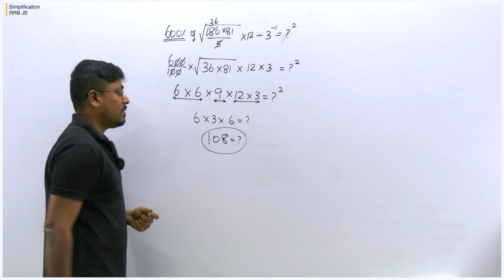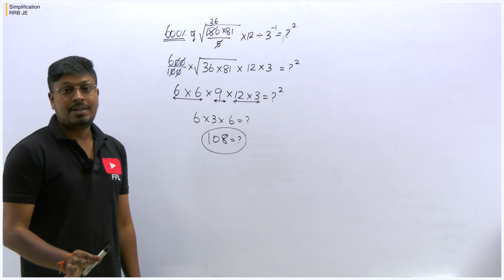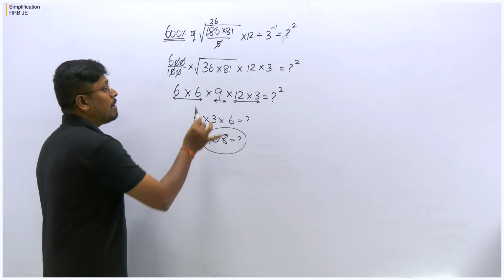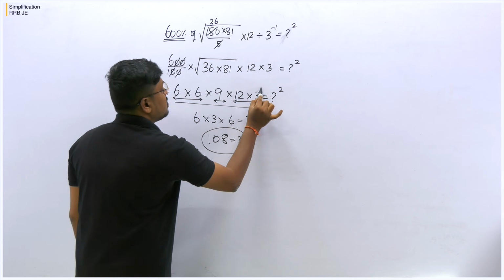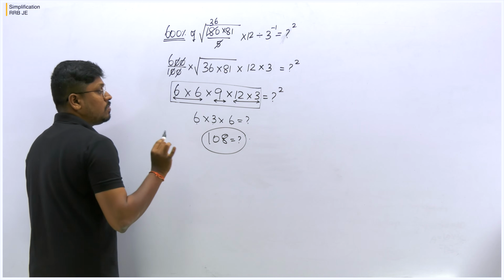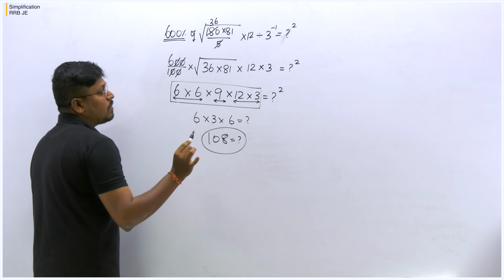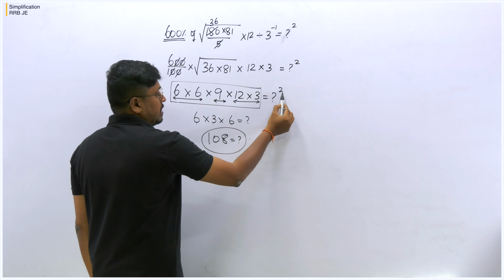So friends, understood? So the answer for this question is 108. Don't waste your time in the exams by multiplying these numbers. I have seen students usually sit and multiply this. Don't multiply the numbers. Why? Because our target is to find what the question mark square is.